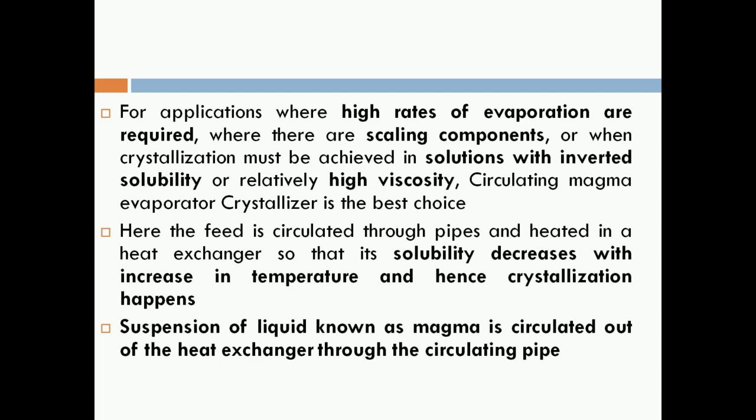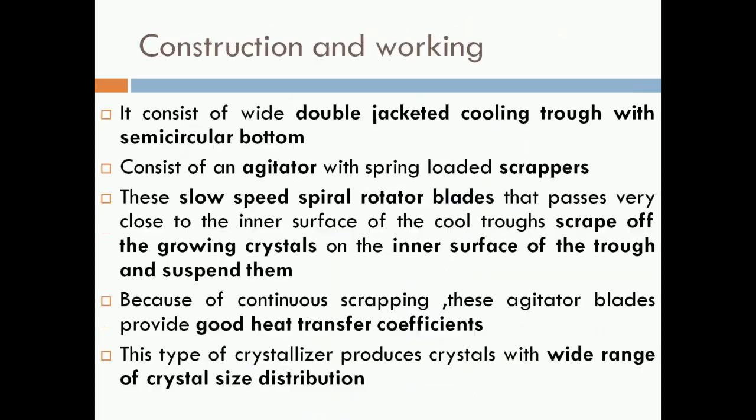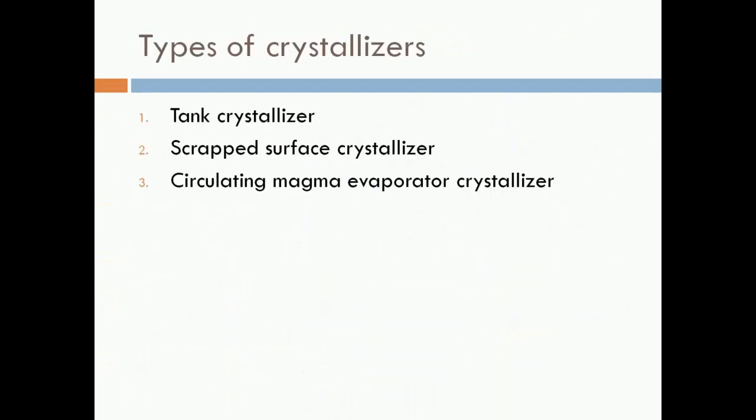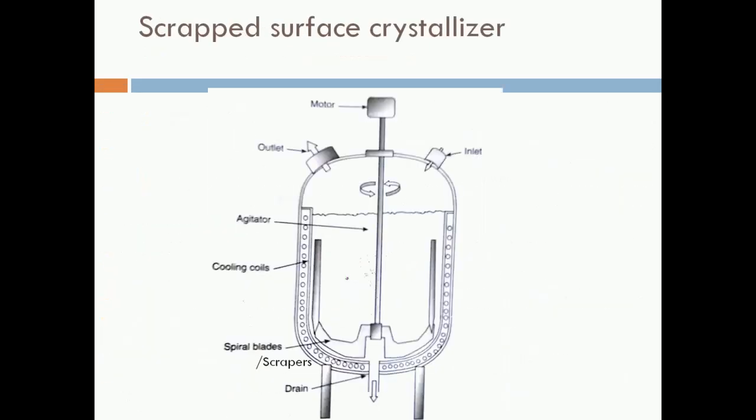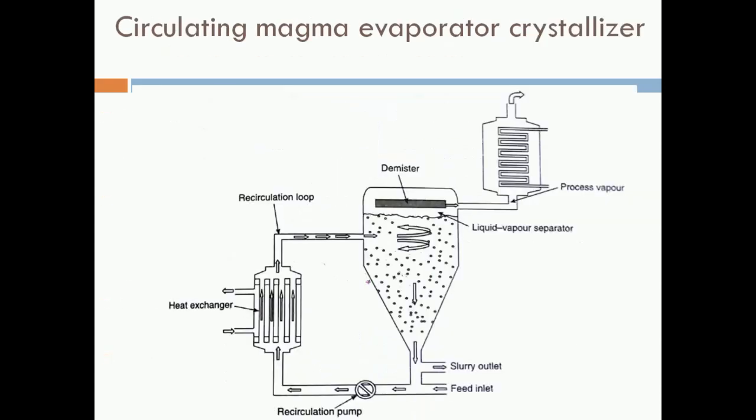So we saw 3 different types of systems here. The first system that we saw was the tank crystallizer, which was an open tank system where we had a lot of issues, scaling problems and heat transfer problems and other things. To avoid that, we saw the second type, that is the scrape surface type of crystallizer, where we overcame most of the problems which we have seen in the tank crystallizer. And the third type of system we saw was for liquids with inverted solubility, that is the circulating magma type of evaporator crystallizer. So these are the 3 important crystallizers that we have for today's lecture.